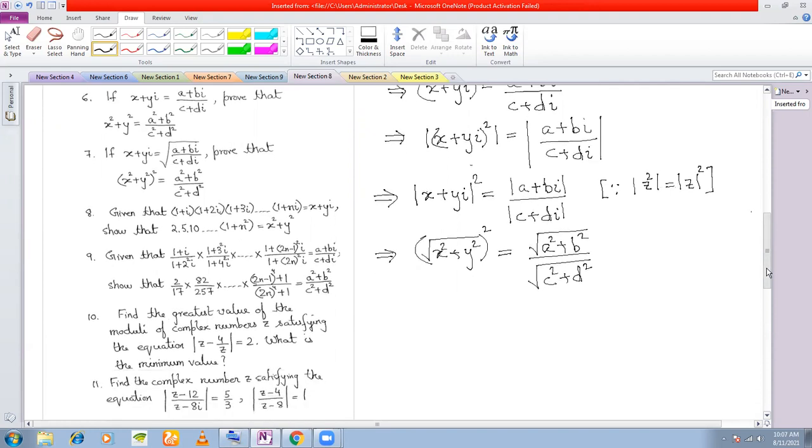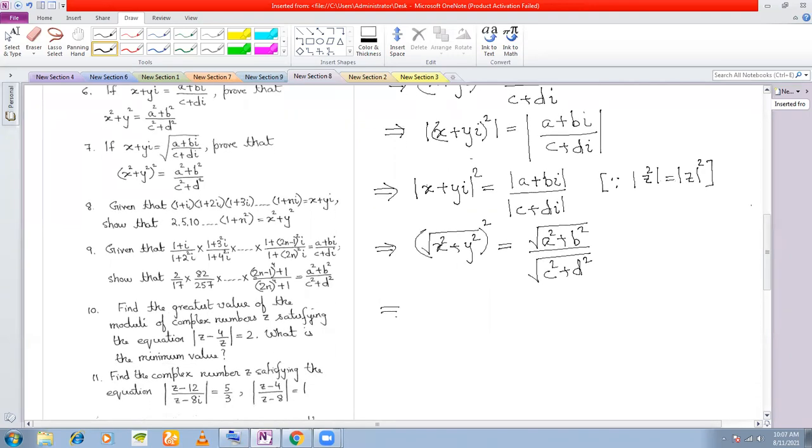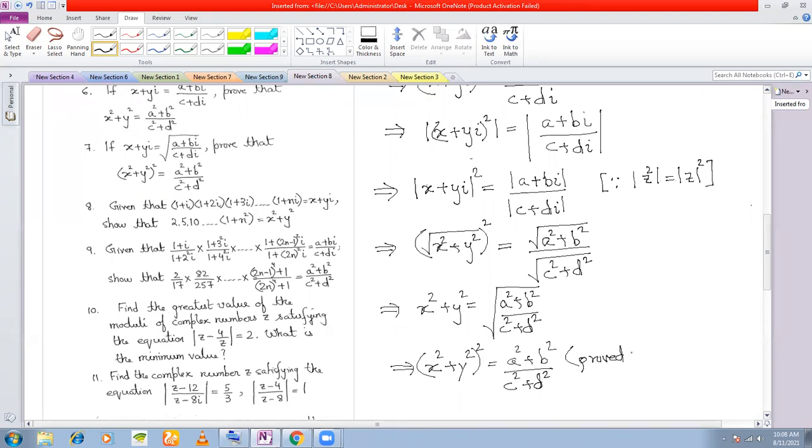Okay. So that means you are getting x square plus y square is equal to square root of a square plus b square by c square plus d square. Now you square both sides again to get x square plus y square whole square is equal to a square plus b square by c square plus d square, which is what we wanted to prove. Okay, no question? No, sir. We can move on to the next one then.